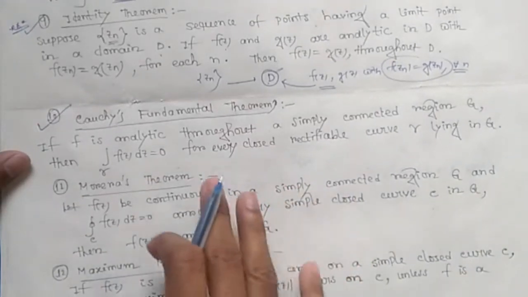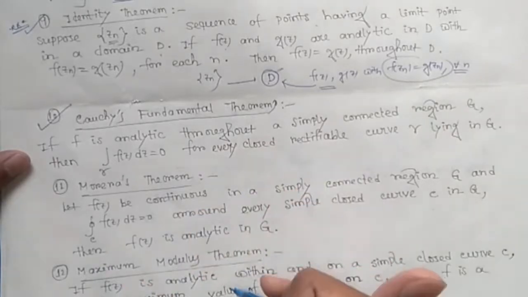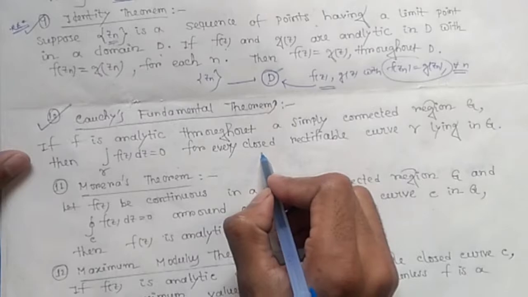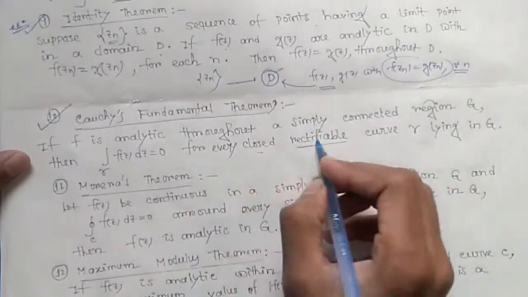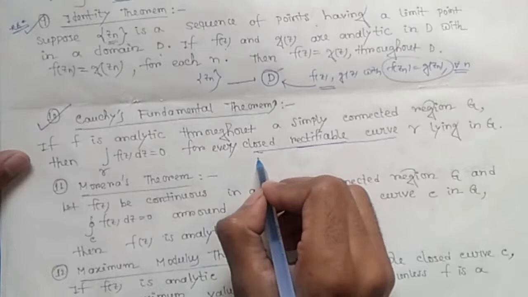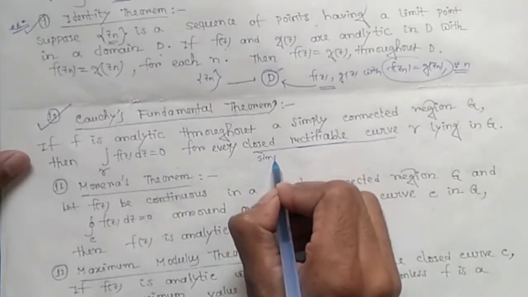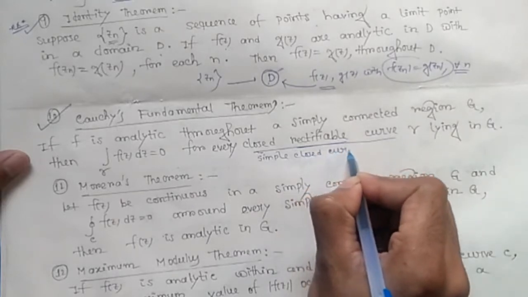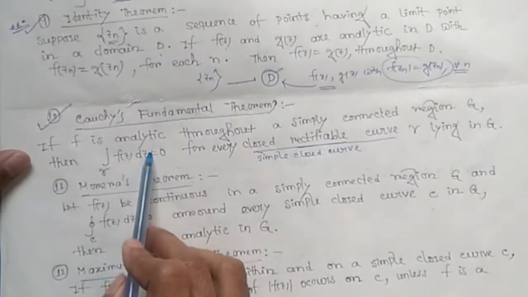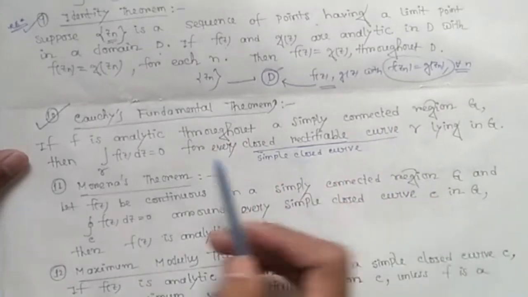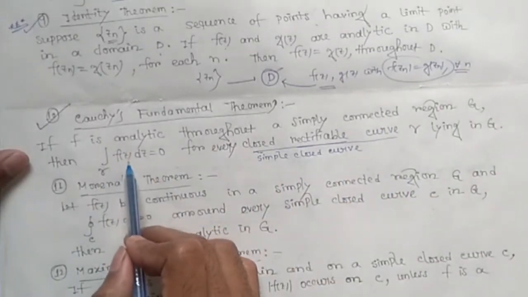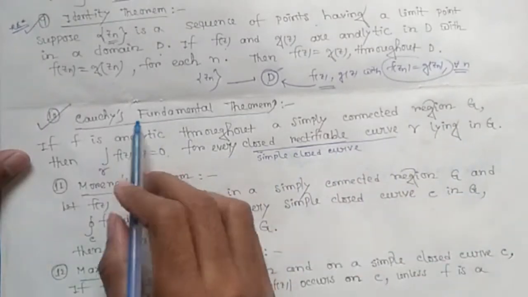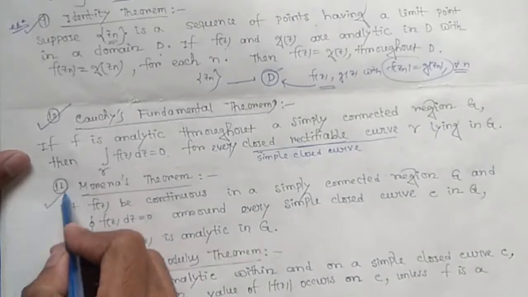Or you can say for every simple closed curve gamma lying in G. So if it is analytic throughout a simply connected region G, then the integral over gamma of f(z) dz equals 0 for every simple closed curve gamma lying in G. No problem. This is Cauchy's theorem.